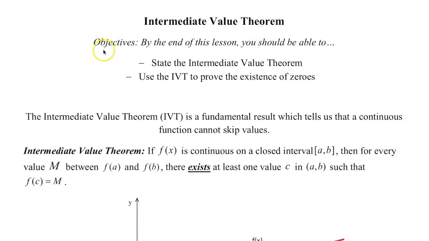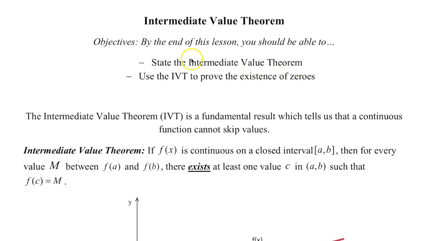Intermediate value theorem. Objectives. By the end of this lesson you should be able to state the intermediate value theorem, and use the intermediate value theorem, also known as IVT, to prove the existence of zeros. So let's talk about what it is.